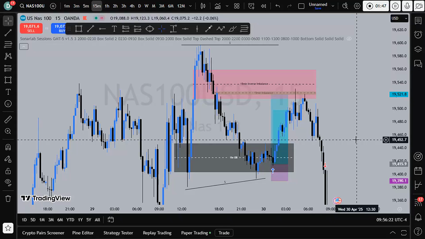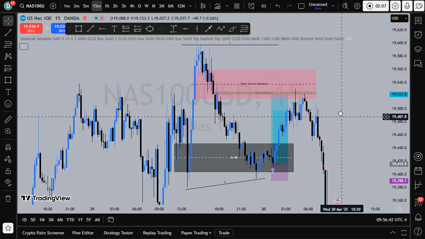What I have in front of me is the trade I took. I bought Nasdaq today, and I made about $120. It's not much, but where I'm from, it's a lot. So we take it as it comes. Anyways, let's just get into the trade.